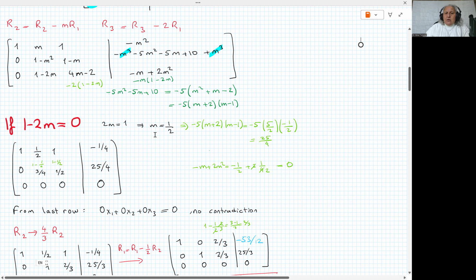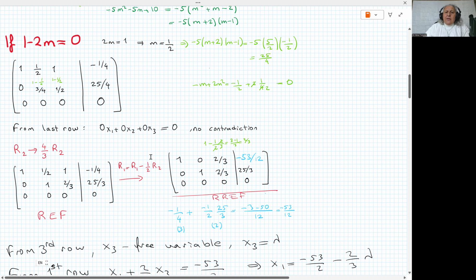If this is equal to 0, m is equal to 1 over 2, and then by putting m equal to 1 over 2 into this matrix, you will get this matrix. And then the last row has no contradiction because everything is 0. The last row basically says 0x1 plus 0x2 plus 0x3 is equal to 0. No contradiction, so there is no degenerate case. There are some solutions. It will not be unique, but there will be some solutions because this is a consistent system.